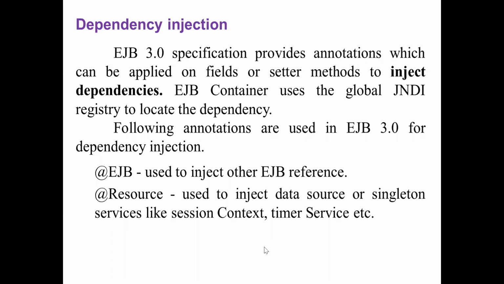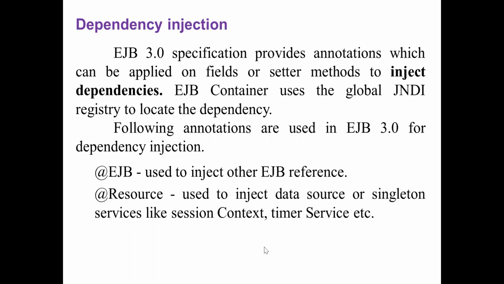So what is the role of dependency injection? We have to provide some annotations which can be applied to the field. When you go for the EJB container, it uses the global JNDI, the Java Naming and Directory Interface, a registry to locate the dependency. So the following annotations are used in EJB 3.0 for dependency injection.